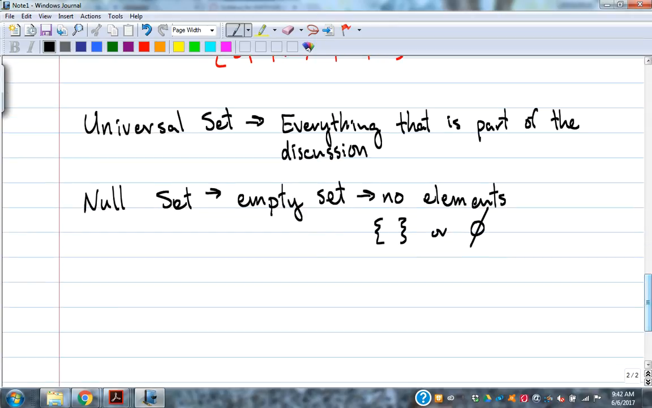One more little piece of definition stuff here is a subset. Okay, a subset. It's a smaller set, like sub. It's smaller. A smaller set or group of elements.